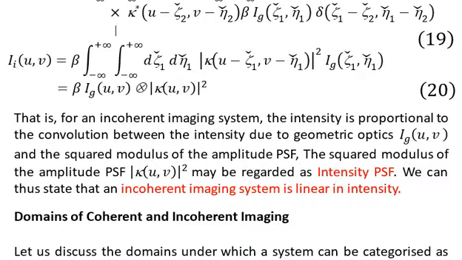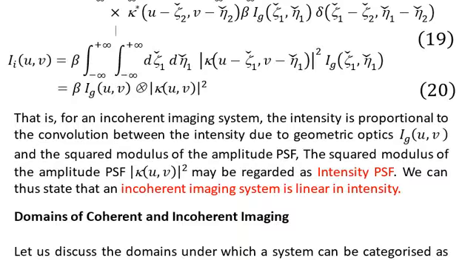We can thus state that an incoherent imaging system is linear in intensity, in the sense that Ig in equation number 1 has a power equal to 1, and if we convert the absolute square of kappa into intensity, then you know that the intensity PSF will also have a power equal to 1. So Ig has power equal to 1, and kappa converted into intensity will also have a power equal to 1. So we can say that an incoherent imaging system is linear in intensity. And recall that the coherent imaging system is linear in amplitude.